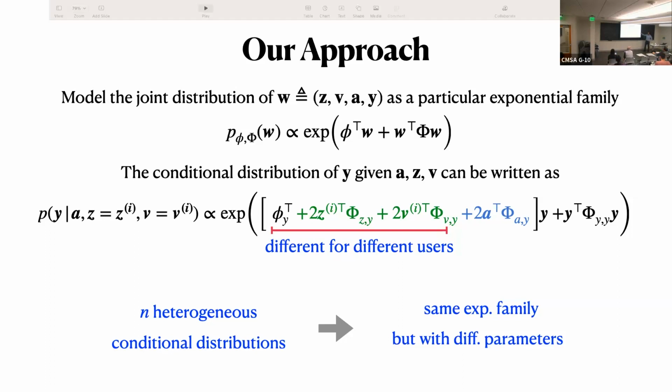So that means that for each user, I've got one distribution from an exponential family or pairwise graphical model. They're different, they have some commonality and some differences. The quadratic term is the same, but the linear terms are different. And now I want to learn all of them simultaneously.